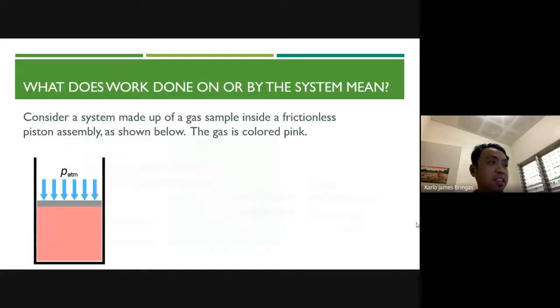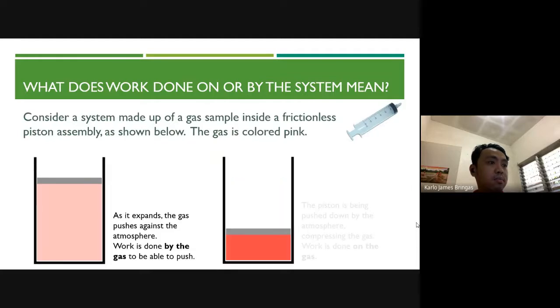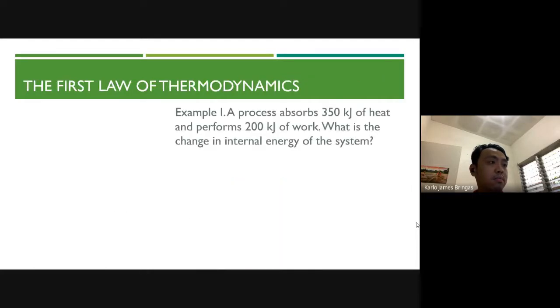So let's try the following. You have this particular example. I've already had this one in our video that I've shared with you earlier. So in example 1, a process absorbs 350 kilojoules of heat. Let's try to analyze this one first.